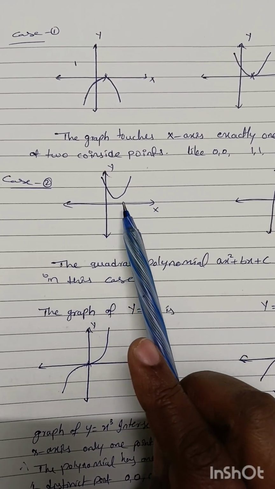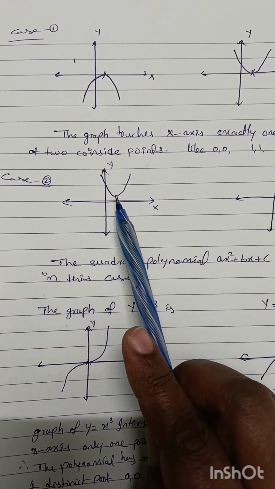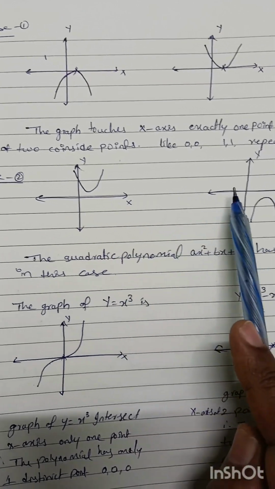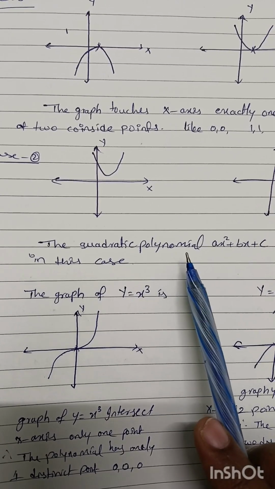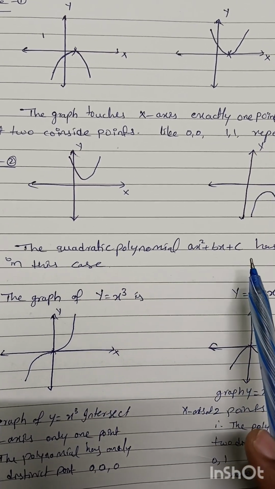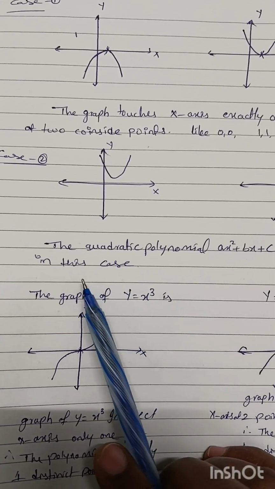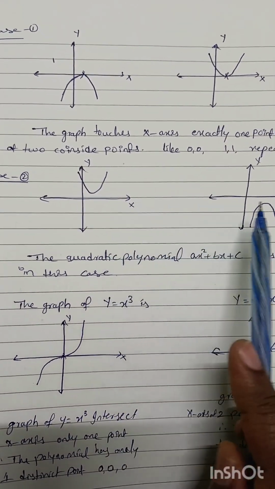Case 2. In this case, the parabola does not touch the x-axis. Here it is also the same. So in this case, we say that the quadratic polynomial ax square plus bx plus c has no zeros.